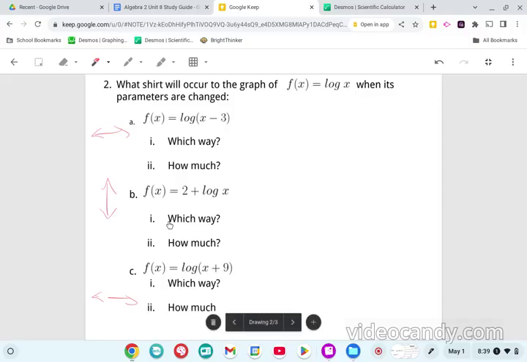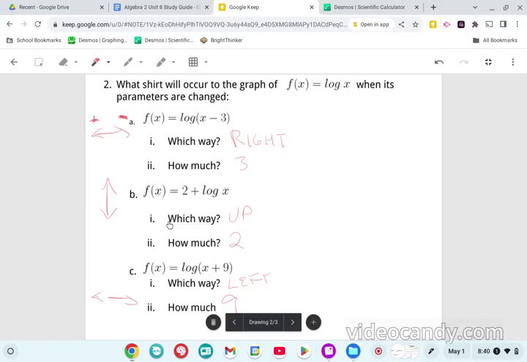I'll actually start with B. B is a shift of 2 up, because plus 2 is going to be up 2. If there was a minus or a negative 2 here, it would be down 2. But since it's a positive 2, it's up 2. Now with the horizontal shift, it's a little bit different. If there's a minus a number, that's going to be a shift to the right, and a plus a number is going to be a shift to the left. So this one's going to be right 3, and then this bottom one's going to be left 9.